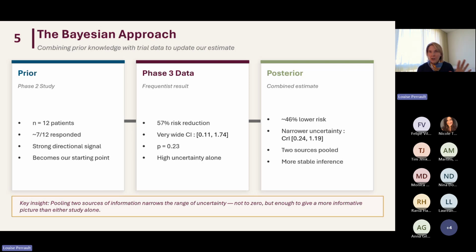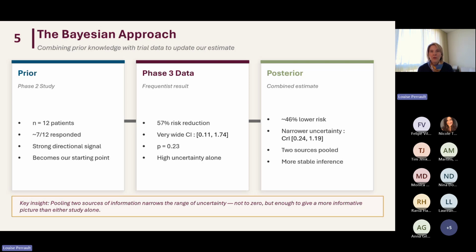So instead of ignoring all of that data, we asked, what happens if we formally bring it into the analysis? So the Bayesian analysis does that exactly. So in our approach, we started with what the earlier 12 patient study told us, where about 7 out of 12 patients responded to the drug. That became our starting point for the analysis.